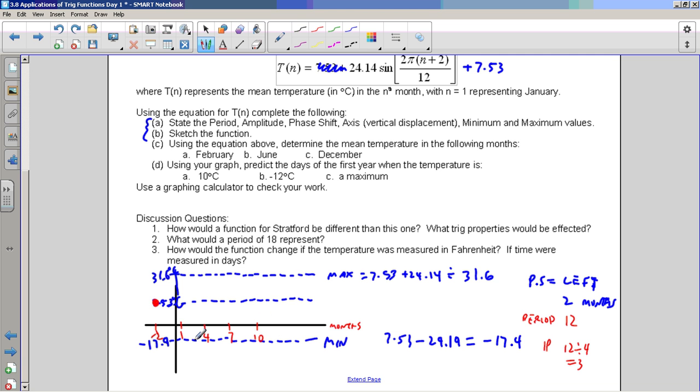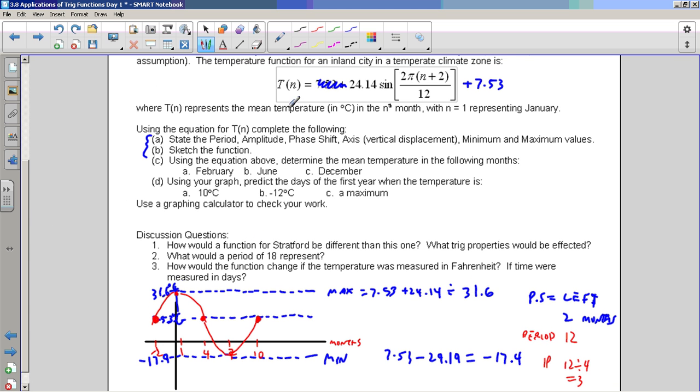3 months. What am I talking about? 3 months. Yeah, 3 months, 3 months, 3 months. And there's 1 season, 2 seasons, 3 seasons, 4 seasons, and then we're back to a full cycle. That's a full cycle. And I can see then my sketch: middle, high, middle, low, middle. Dandy.